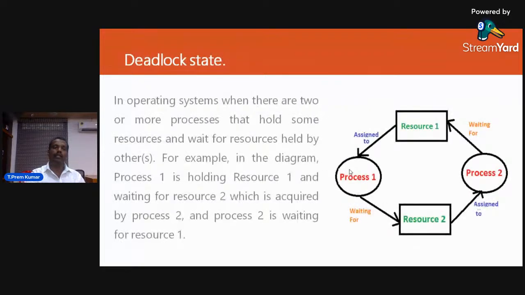Coming to the other part, see this diagram, where we have explained the processes and the resources. In an operating system, there can be two or more processes that hold some resources and wait for the resources held by others. For example, in the diagram, process P1 is holding resource R1 and waiting for resource R2, which is already acquired by process P2, which is waiting for resource R1. So in this diagram, we can clearly see the deadlock state.